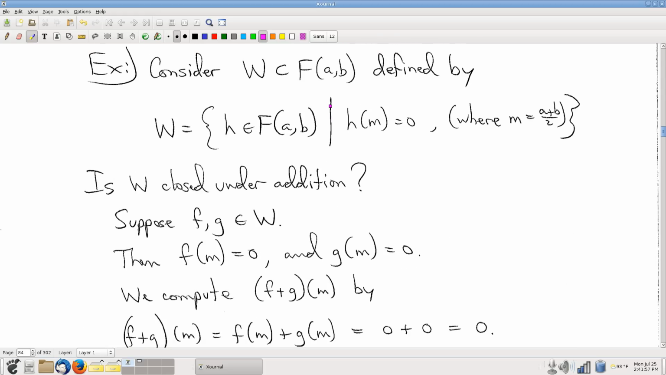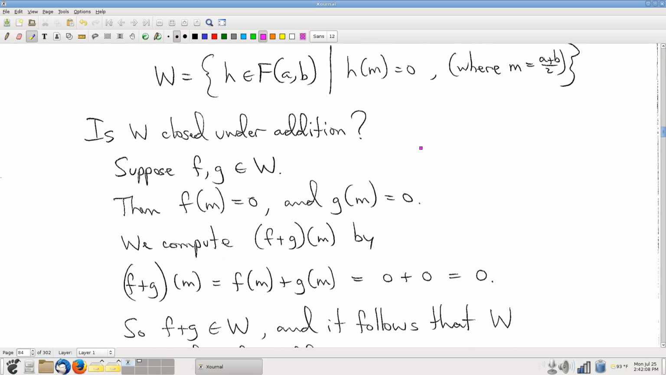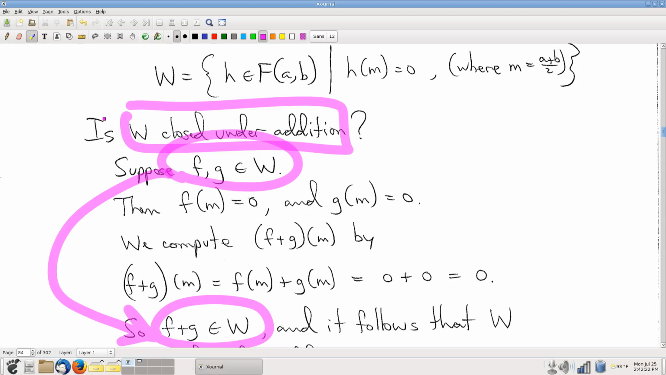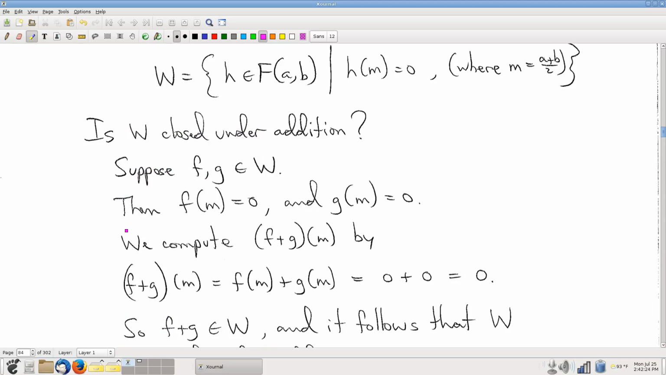Is this set defined like so, is that closed under addition? This is the first question we have to ask. Okay, well, what it means to be closed under addition is I have to take two vectors in W, and I need to show that their sum is in W. That's what it means to be closed under addition. Okay. So, is that true? If I take two vectors in W, is it the case that their sum is in W?